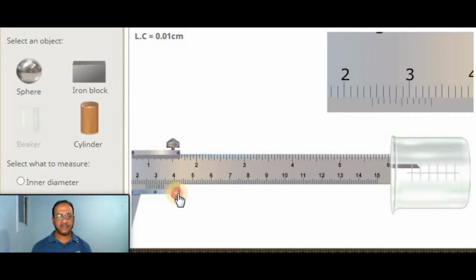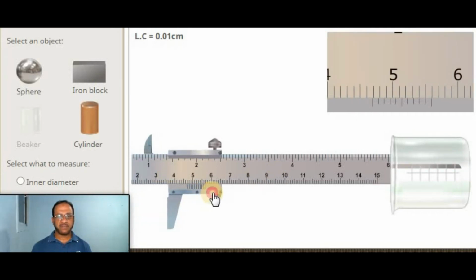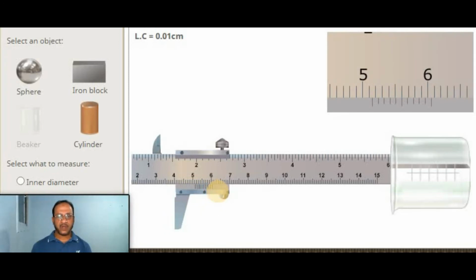Now I am adjusting here, sliding this one until the strip touches the bottom of the beaker. Now it is touching the bottom of the beaker, so we can take the reading. This is the reading. Which line of the main scale is coming straight with the first division on the vernier? That is the main scale reading. We can see from this enlarged view. Here you can see the first line of the vernier is this one. That is coming after 5.1. So 5.1 centimeter is the main scale reading.